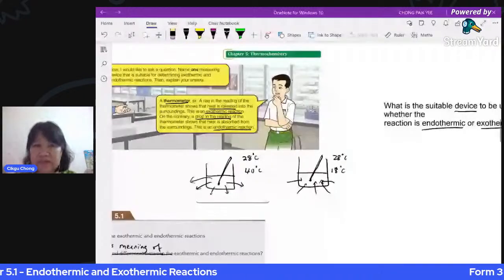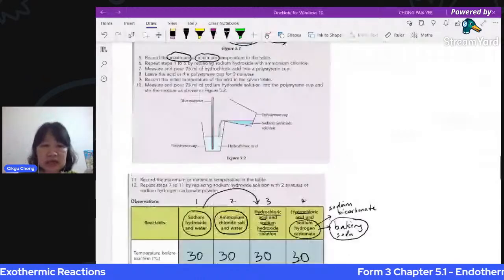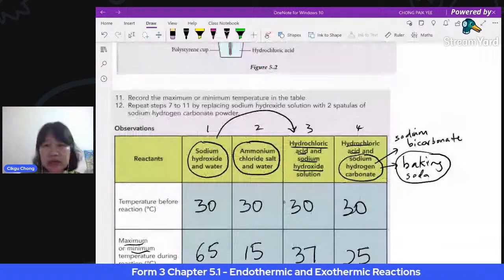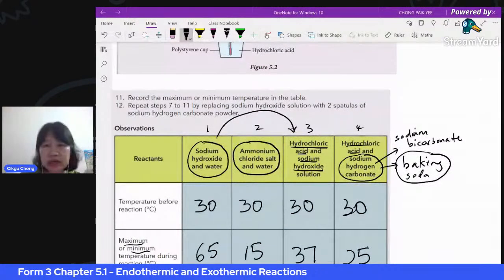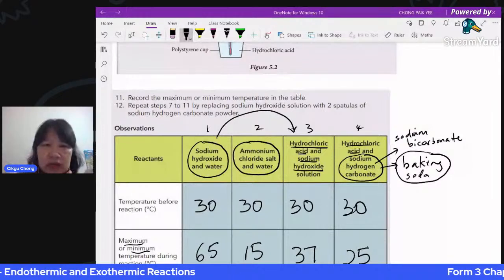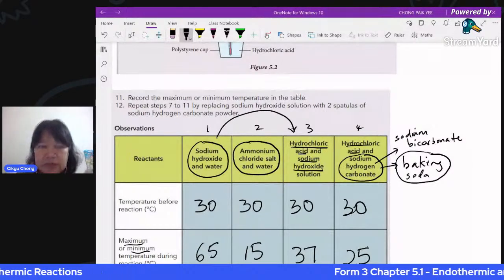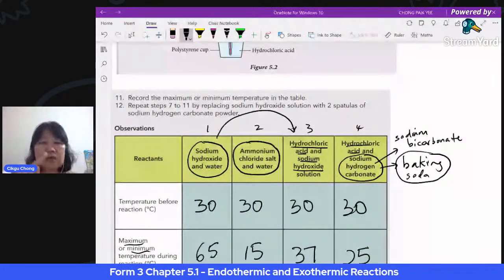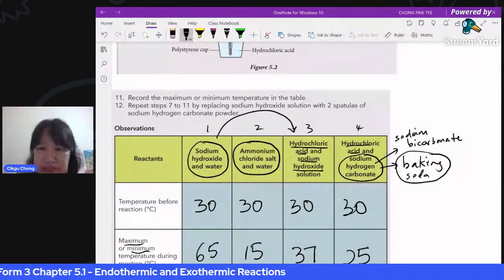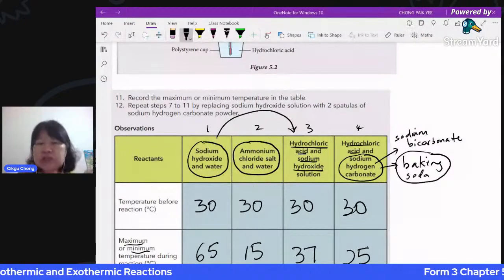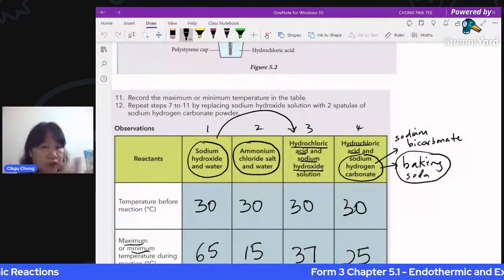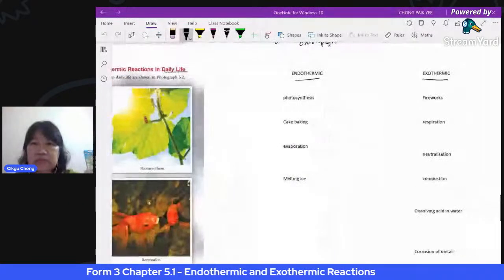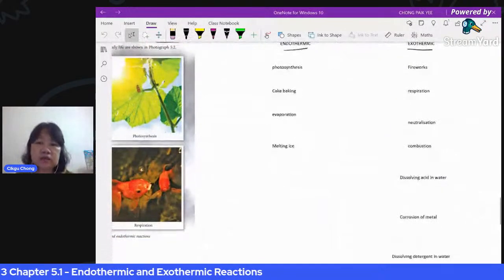After that, you need to remember some examples. These four experiments you need to remember: which are endo and which are exo. Number one, dissolving sodium hydroxide in water. Number two, dissolving ammonium chloride salt in water. Number three, reaction between hydrochloric acid and sodium hydroxide solution. Number four, hydrochloric acid and sodium hydrogen carbonate, which is baking soda. You need to remember these four experiments. And lastly, other examples of endothermic and exothermic reactions.